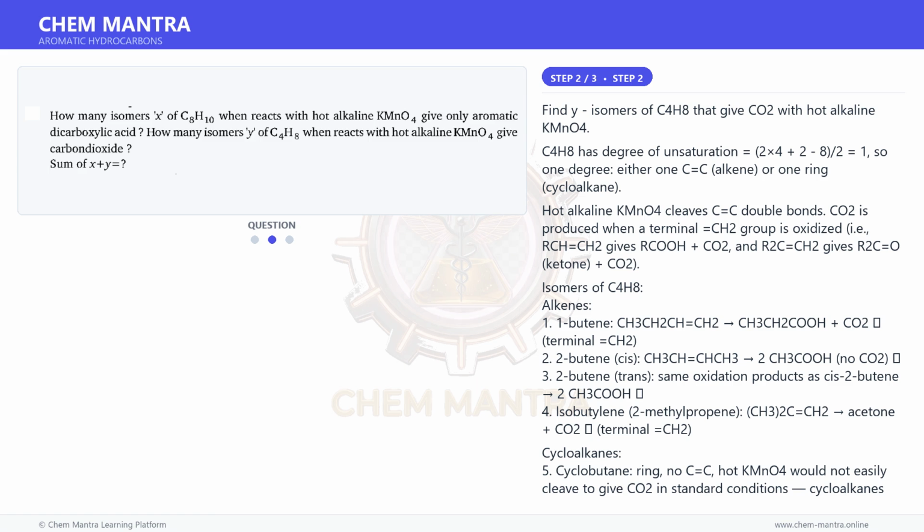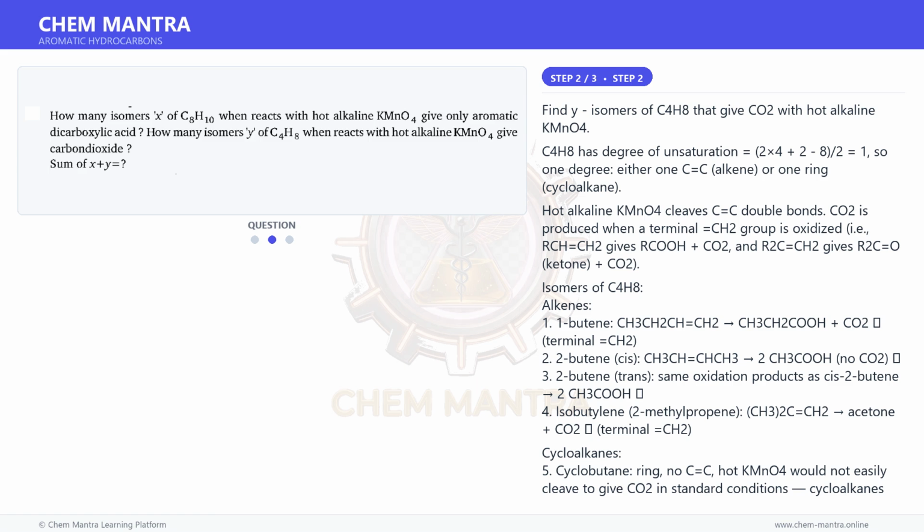Cycloalkanes. 5. Cyclobutane, a ring with no C=C. Hot KMnO4 would not easily cleave it to give CO2 under standard conditions; cycloalkanes are generally resistant. 6. Methylcyclopropane, a cyclopropane ring with a methyl group. Cyclopropane can be oxidized by hot KMnO4 but does not give CO2 directly in a straightforward manner.